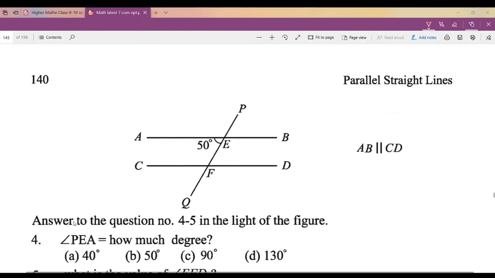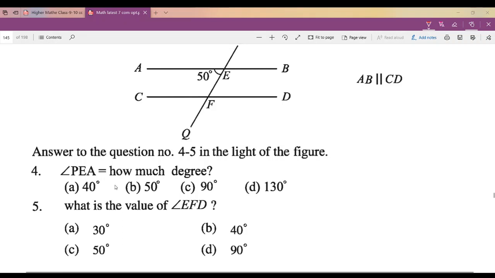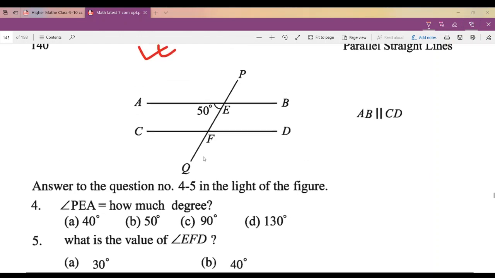Now answer to the question 4 to 5 in light of the figure. Here is the figure. Angle PEA is equal to how many degrees? Angle PEA, that means this angle. Very easy question, because here 50 and this angle PEA are supplementary. This angle and this angle are supplementary to each other. So this is 50, so obviously this is 130.